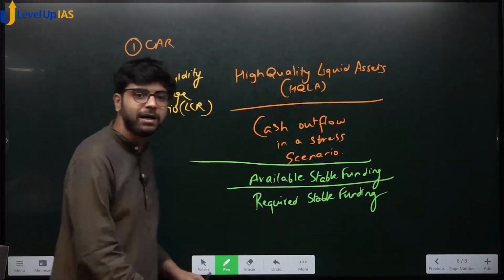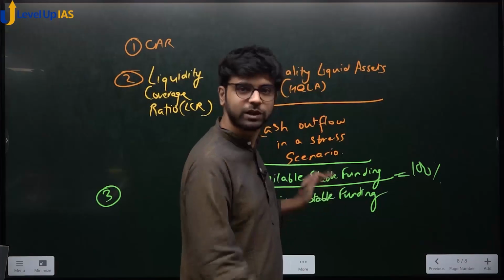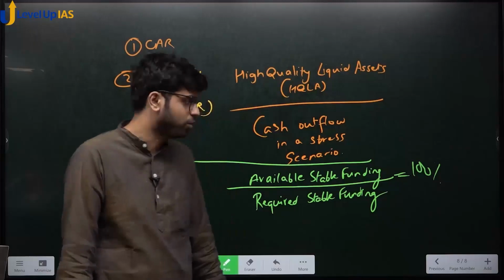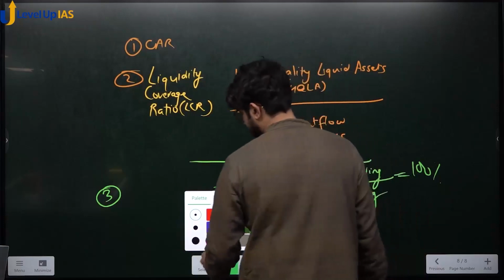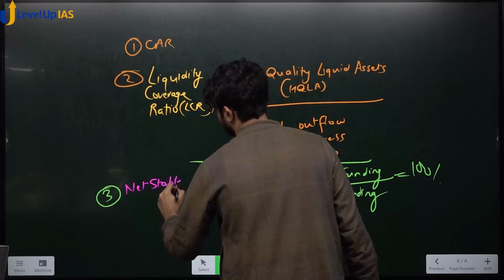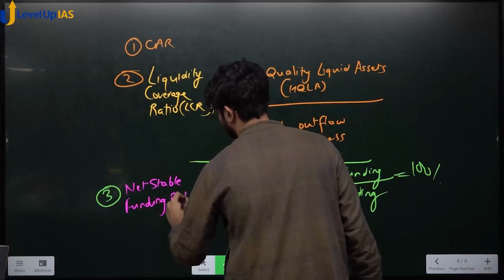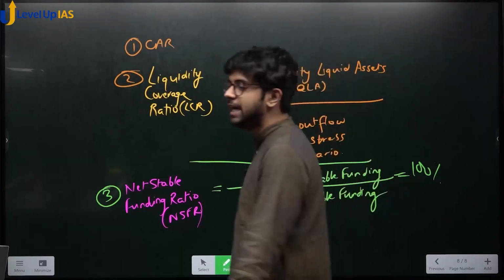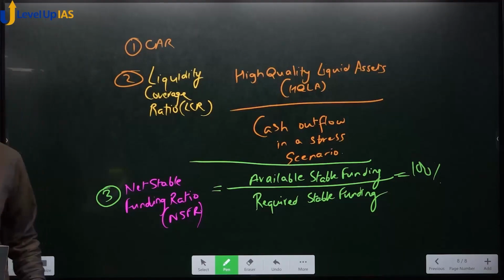So that ratio recommended by Basel, how much will it be? 100%. At least as much as is required, you should have that much stable funding. If required is 1 lakh rupees, you should not have less than 1 lakh as stable funding. Does it make sense? Now this also has a fancy name. This is called the net stable funding ratio, NSFR.